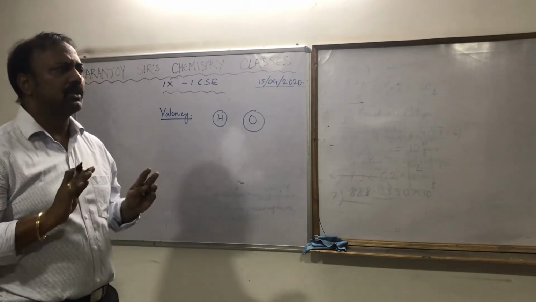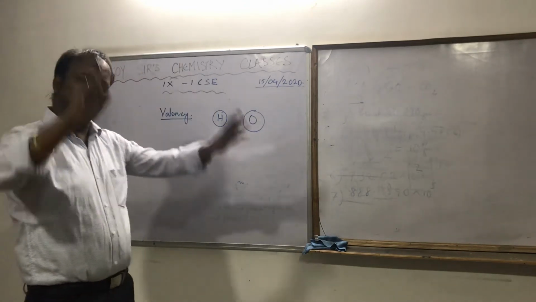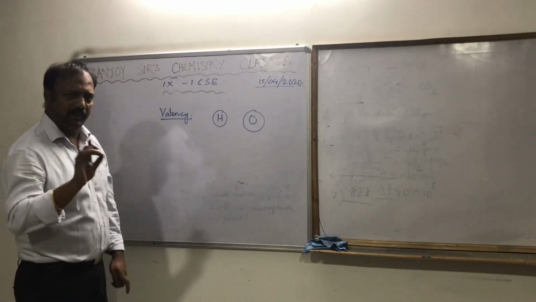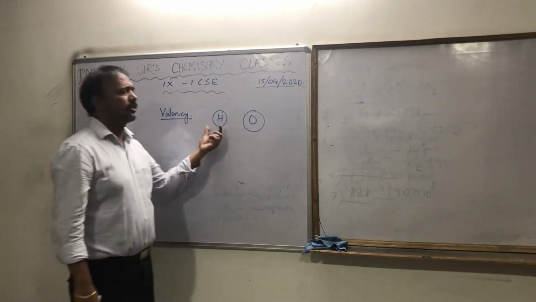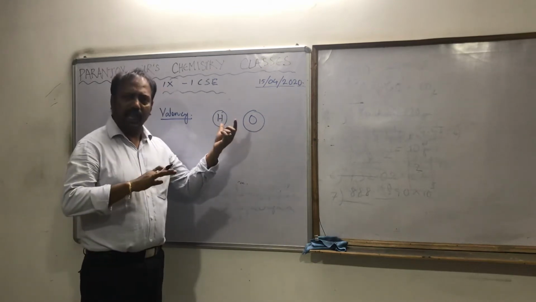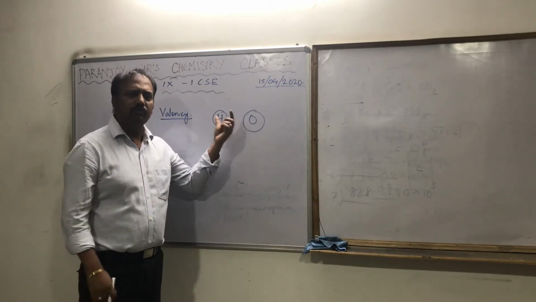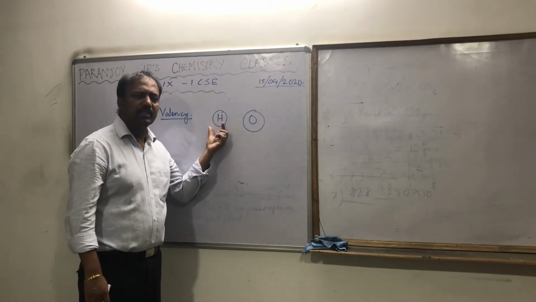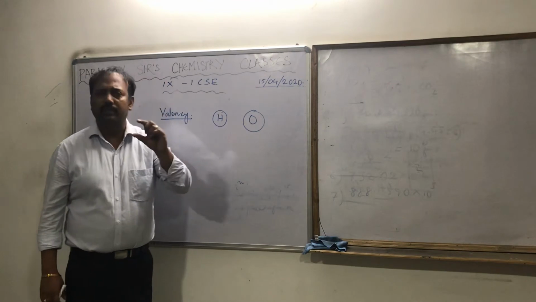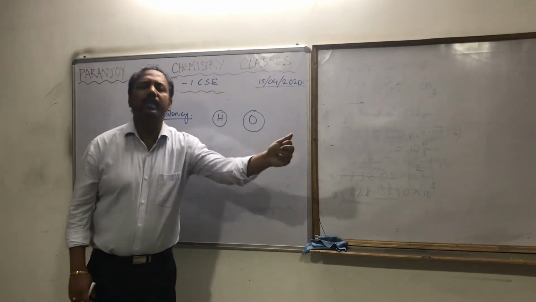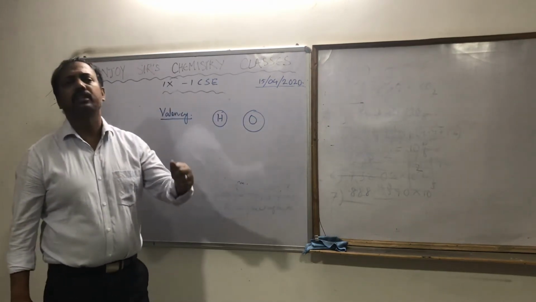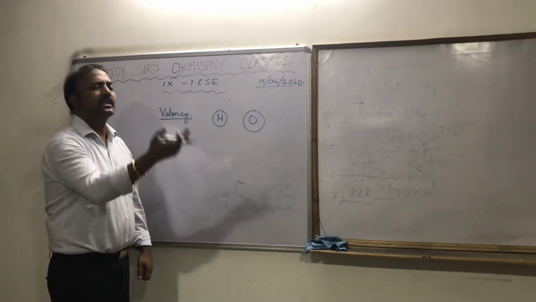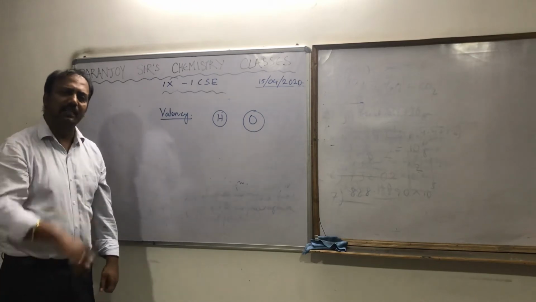Whatever I am telling now was the very initial concept of valency, which is nowadays no more applicable. We'll come to that slowly, but obviously not in very much detail. As per your level, whatever we have to know, we will know. Whenever we are comparing with hydrogen, we see how many hydrogen a particular element combines with. That number is the combining capacity of that element.